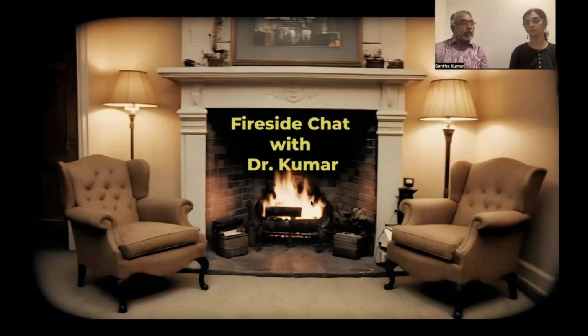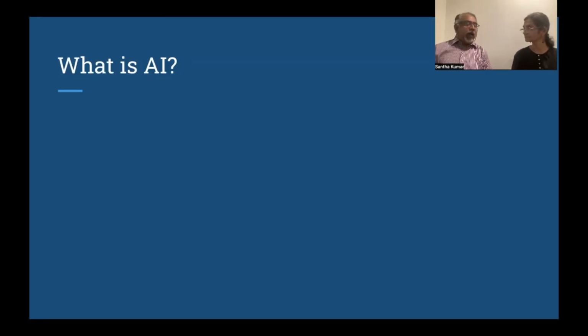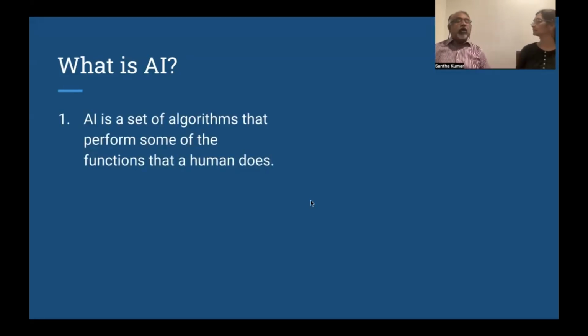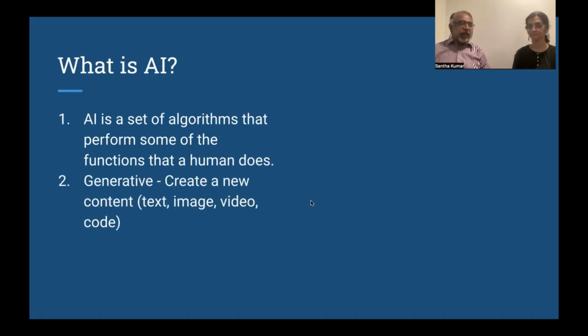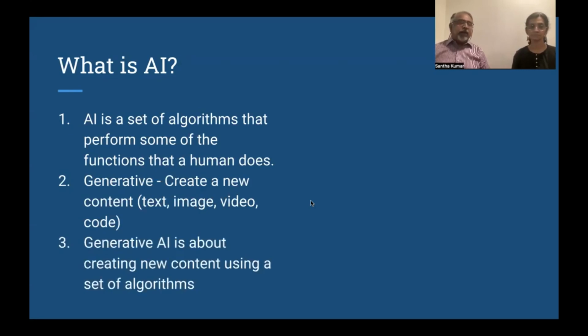First question to you is, what is AI technology? AI is a set of algorithms that perform some of the functions that a human does. Algorithms means a set of instructions that you give to a computer. I've heard about generative AI. Generative means creating some new content, which could be a text or video or image or a code. So a generative AI is all about creating new content using a set of algorithms.